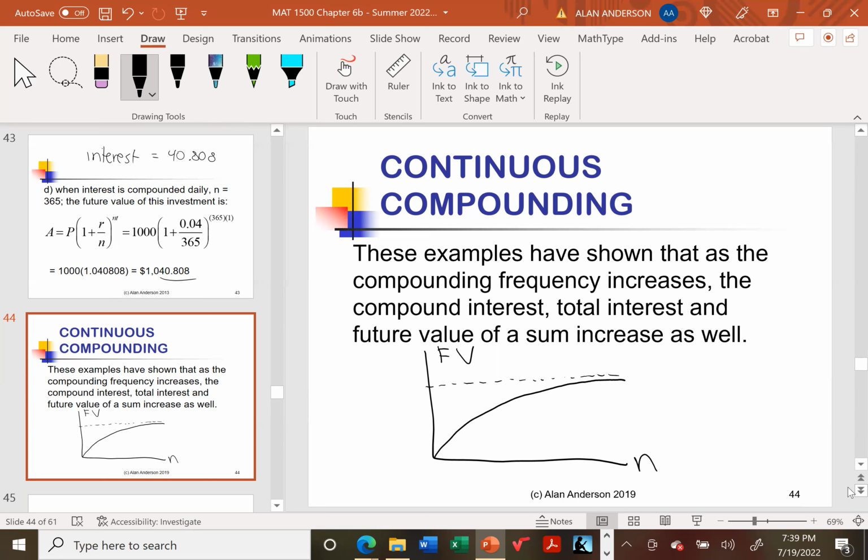And that asymptote represents the case of continuous compounding. And what that's all about is that in the limit, this is what happens as n, the number of compounding periods per year, approaches infinity. So in other words, we're getting limits involved here. If I keep increasing the number of compounding periods per year, as that n goes to infinity, we reach a maximum future value, which is the result of what's called continuous compounding.